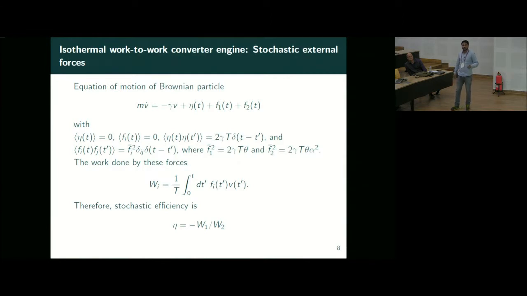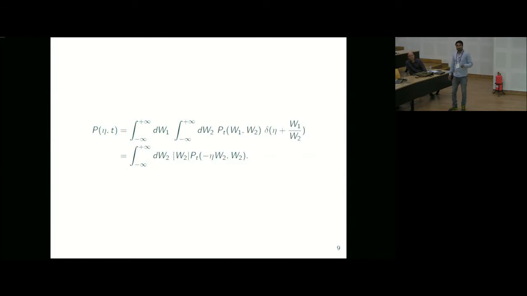I'm observing the work done with respect to the temperature of the bath. Here f and v are both Gaussian variables, so W is not expected to be Gaussian. It has a different distribution, so I have to calculate that. So what is the stochastic efficiency? Stochastic efficiency, as defined earlier, is minus W1 by W2. How to calculate it? First I will calculate the joint distribution, then perform a Dirac delta integral over that, and then calculate this integral, which is simple.